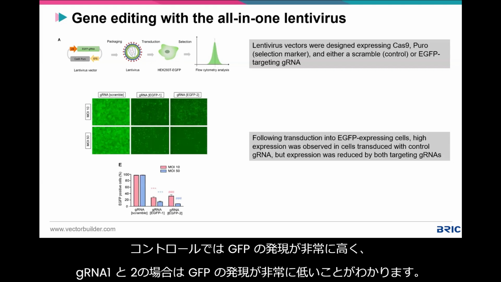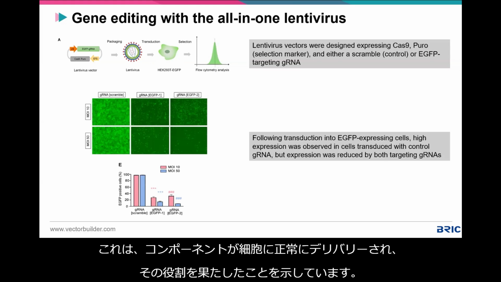And similar to the other methods, you can see that in the control, the GFP expression is pretty high, and with gRNA 1 and 2 the GFP expression is pretty low, indicating that it was successfully delivered inside and it did its job well.